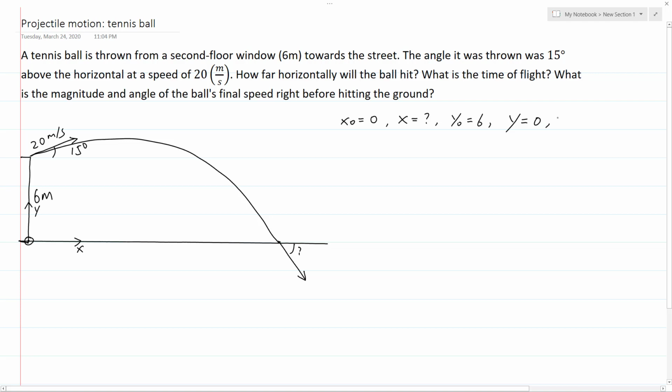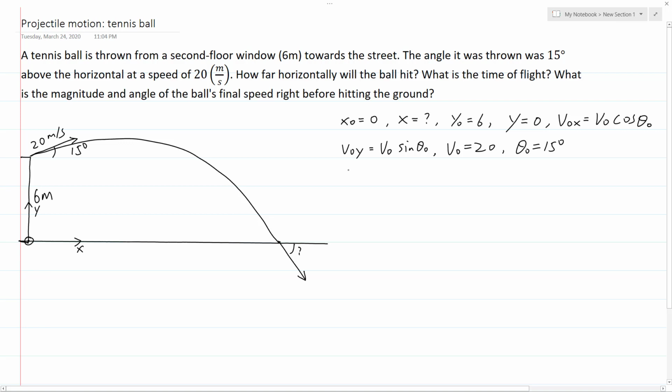Okay, so now we also need the initial velocity. So v initial x is v initial cosine of the initial angle, right? And we also have v initial y equals v initial sine of the initial angle. We know v initial is equal to 20, and we know the initial angle is 15 degrees.